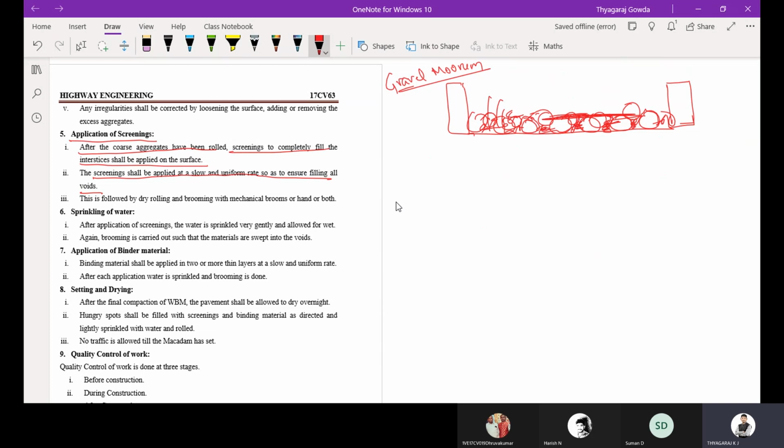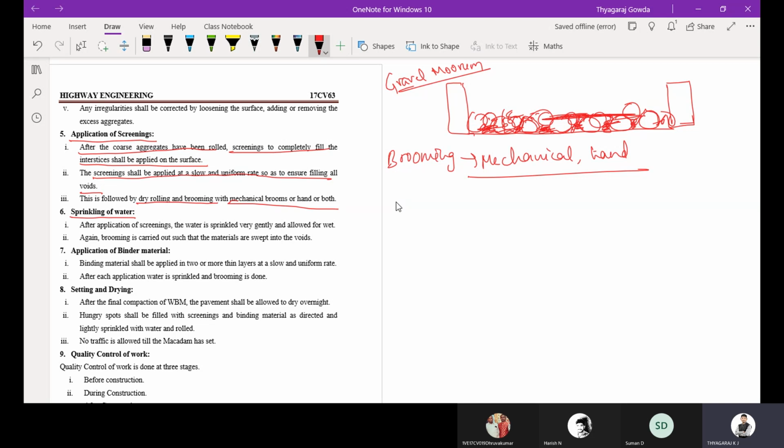This is followed by dry rolling and brooming with mechanical brooms or hand brooms or both. That is, after adding the screening, again you are going to roll the aggregate surface. You are going to roll the aggregate with the screening material. Then you are going to do brooming, with the help of a mechanical broom or hand broom.